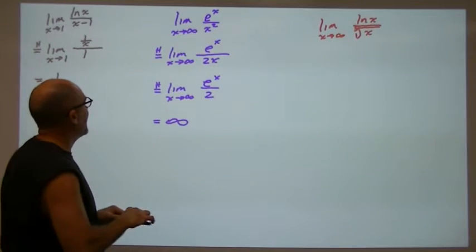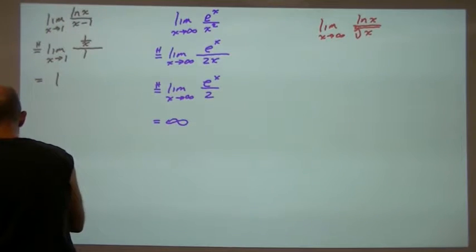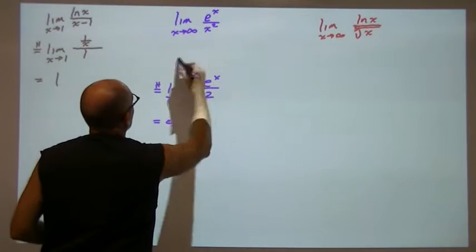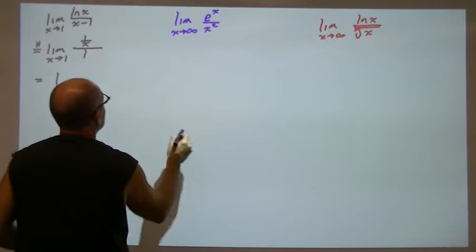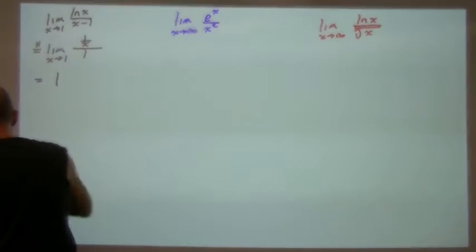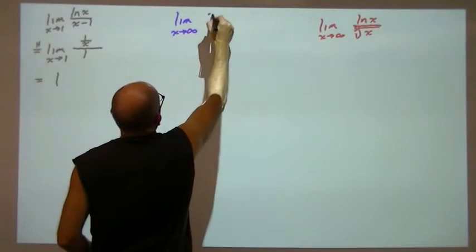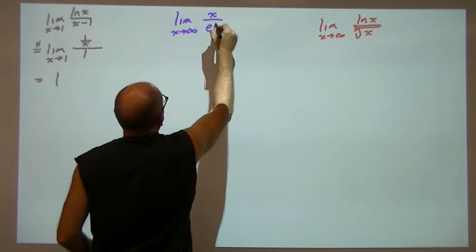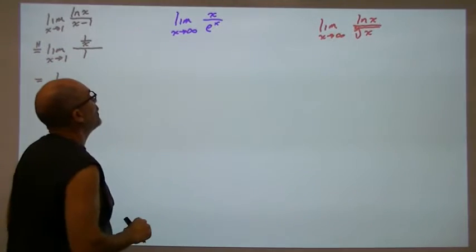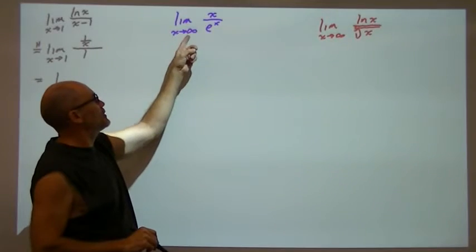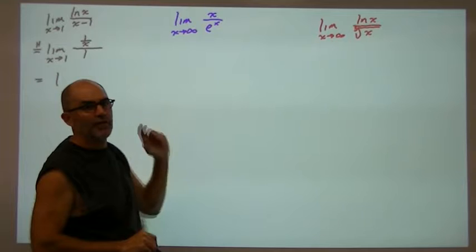So that makes this whole thing infinity. Now, let's do a different example here. What if we had x squared over e to the x? So let's just go x over e to the x. Save a step. x over e to the x. Now notice, as I let x approach infinity, I still have infinity over infinity.